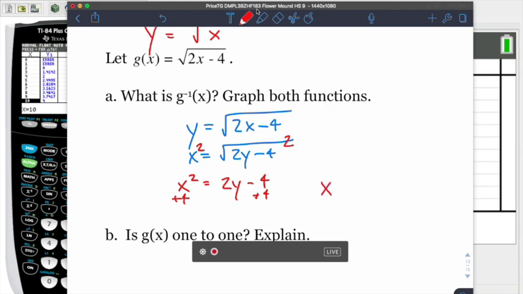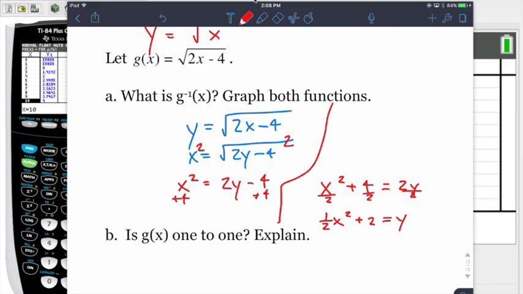So that'd be x squared plus 4. I got to come over here to the other side, and then equals 2y. And then we're going to divide each piece here by 2. So you can kind of say it's, I guess, 1/2 x squared and then plus 2. Alright, and that is your new equation. Then now we're going to go back to the graphing calculator to graph it.